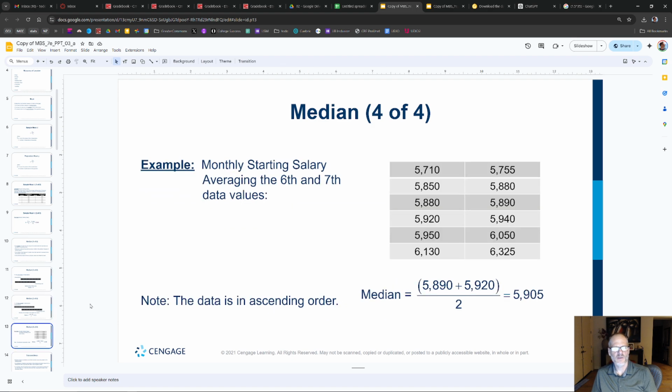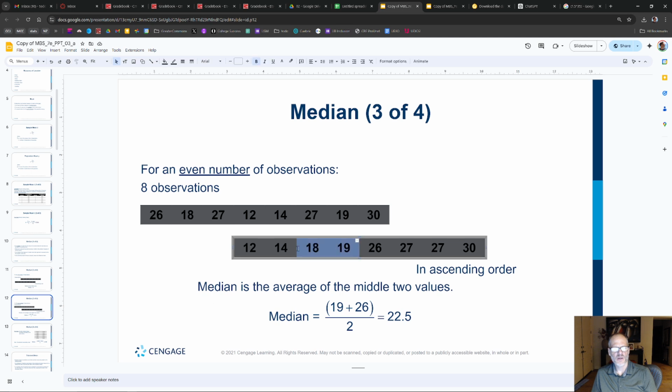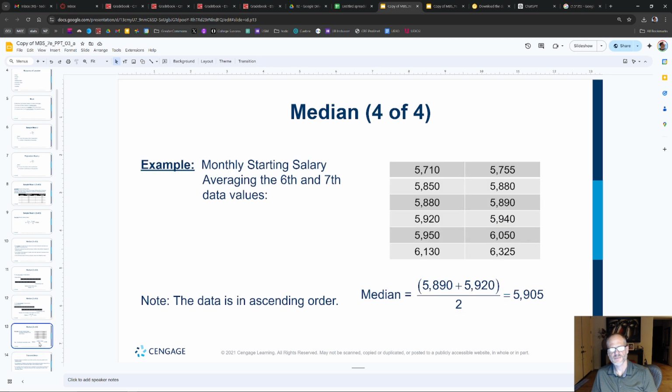For an even number of observations, we put them in order. So we have 12, 14, 18, and then we have 27, 27, 30, and the middle ones are 19 and 26. We add those together, divide by 2, and we get 22.5 as the median. And then our mode here would be 27, because that occurs twice.